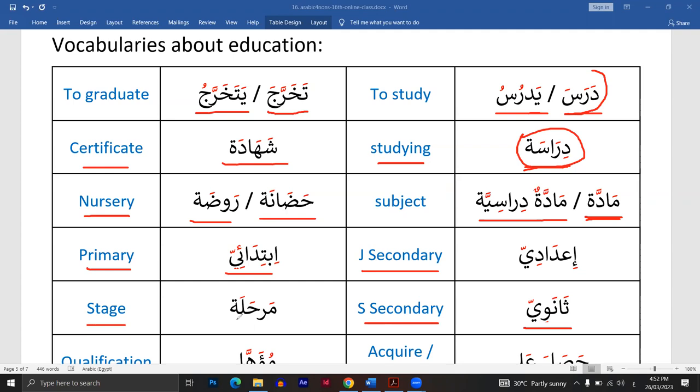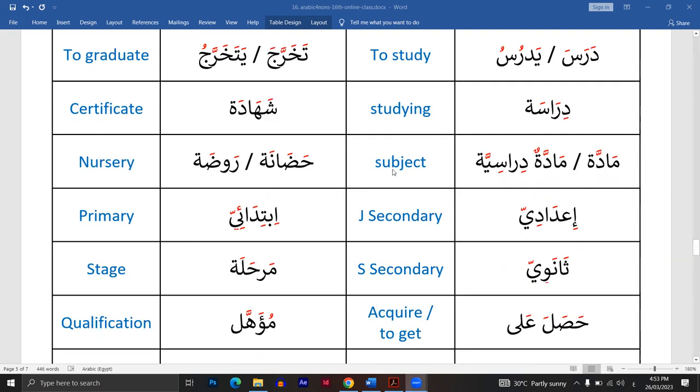So we can use marhala and use these vocabularies as adjectives. Al-marhalatu al-rawda. Al-marhala al-ibtidaiya. المرحلة الإعدادية المرحلة الثانوية. These are the basic stages or levels of education.